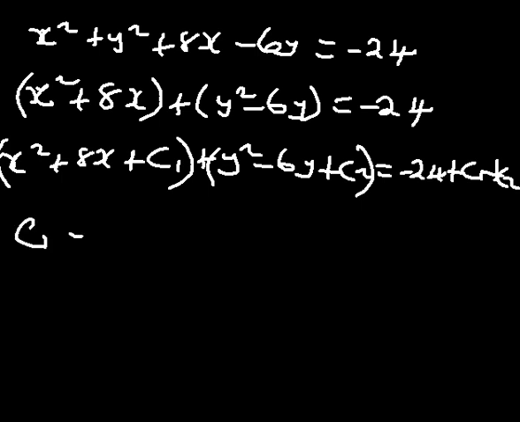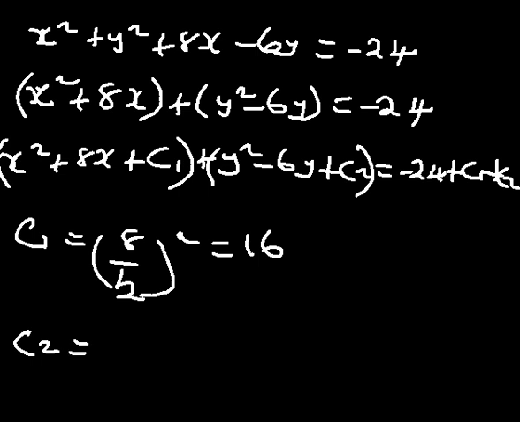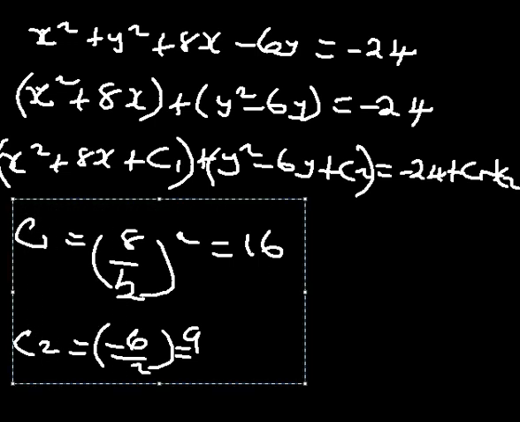So c1 is given as 8 over 2, all to the power 2, that will be 16. And c2 will be given as negative 6 over 2, squared, that will be 9. So that's the solution for that case. So we have 16 as well as 9. Then you have to substitute those values.